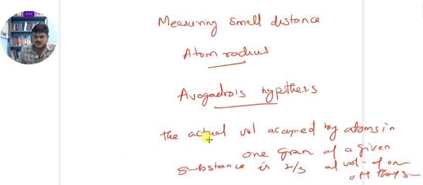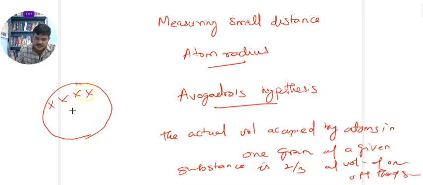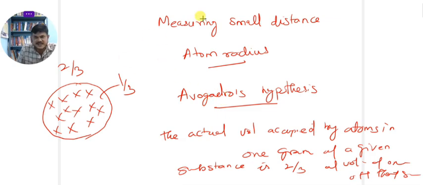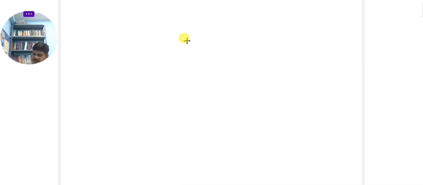Clear? So in any substance of given mass, the atoms are packed together, and there are some empty spaces. 1/3 is empty space. 2/3 of the volume is occupied by the atoms and 1/3 is left empty, according to Avogadro. Using this principle, we can find the radius of the atom. We are going to determine the radius of an atom by the Avogadro hypothesis.